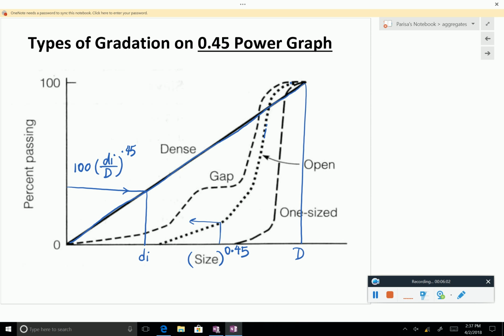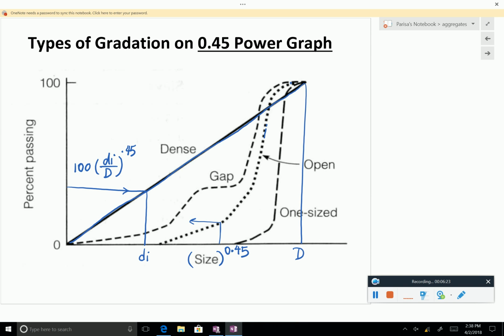The extreme case of that is the one which looks completely vertical. This is pretty much one-sized aggregate. It's like you buy marbles. The gradation would be vertical like that. Everything passes through one sieve, and that's it.